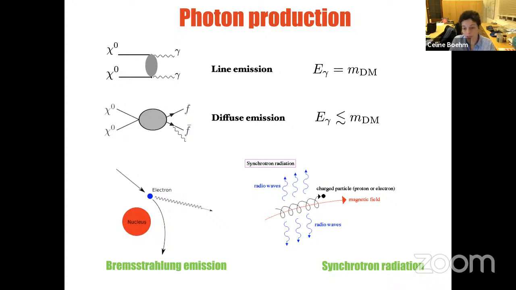Otherwise, you can have Bremsstrahlung emission. If you produce, for example, those fermions, you can have synchrotron emission. Synchrotron radiation is very important, because it gives you an emission basically in radio. So you started with particles of very high energy perhaps, but the signature would actually be a very low energy, would be in radio.